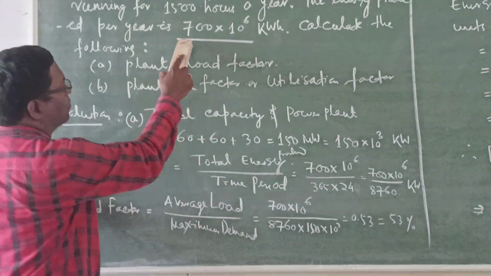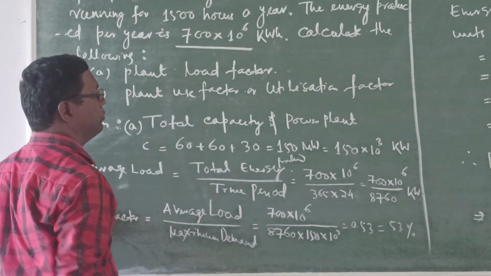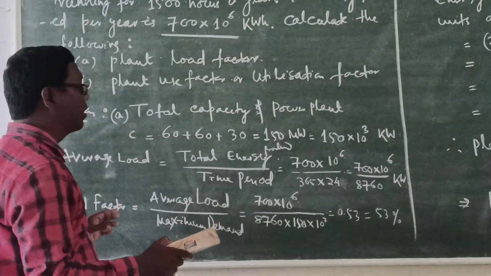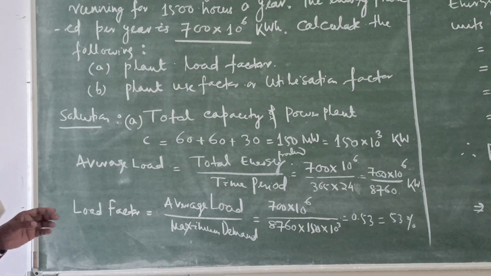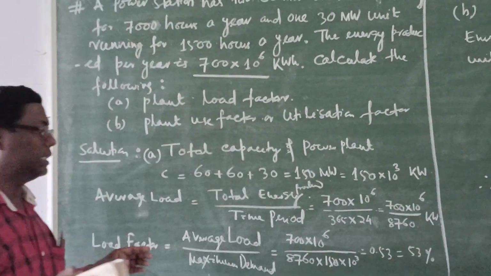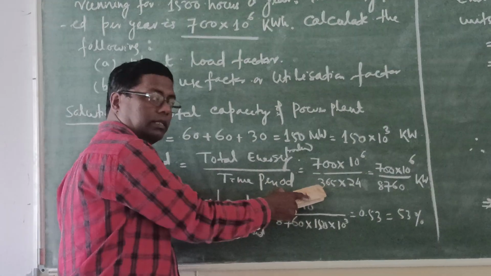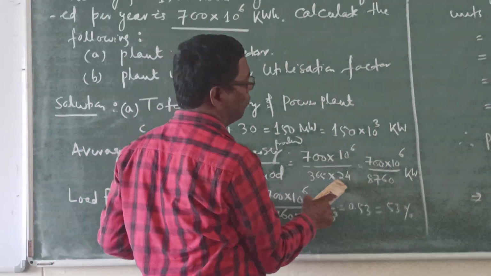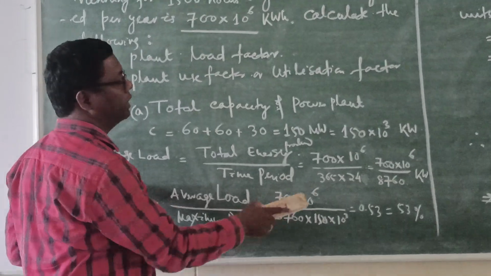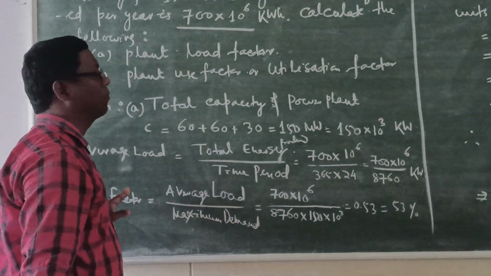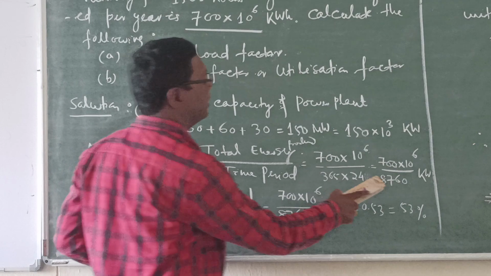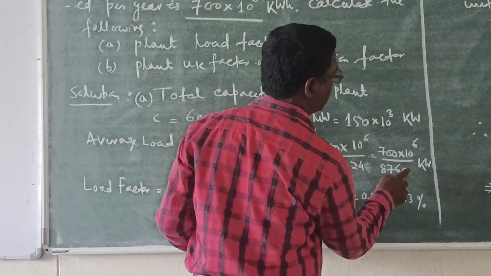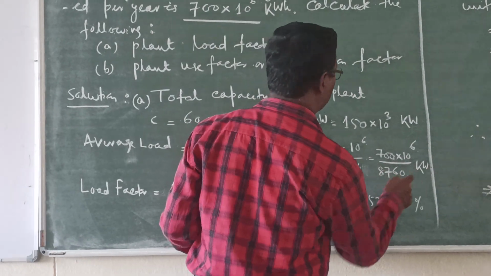So total energy produced is given, 700 into 10 to the power 6, divided by per year. 1 year is how much? 1 year is 365 days, and 1 day is 24 hours. So 365 into 24, and that will become 8760 hours. So this is kilowatt hour and this is hour. Now we have kilowatt.